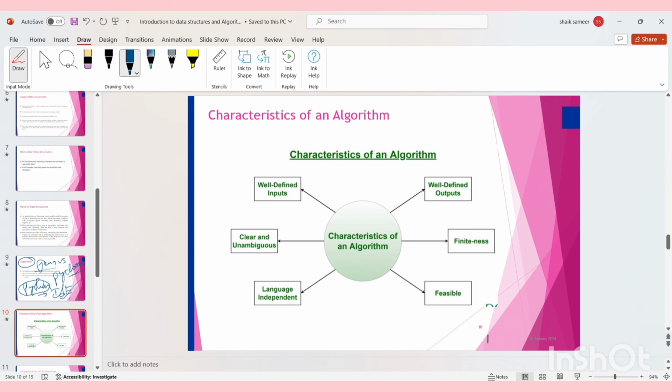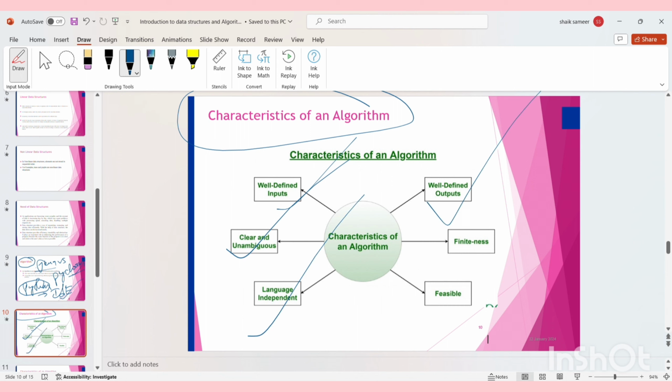These are the characteristics of an algorithm. There are 6 characteristics: clear and unambiguous, well-defined inputs, well-defined outputs, finiteness, feasible, and language independent. We will look into these 6 individually.